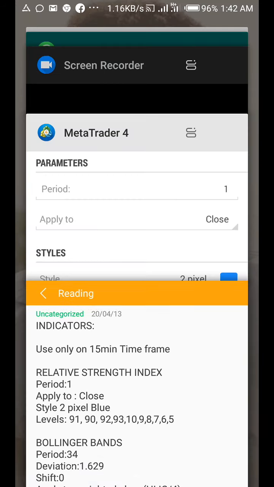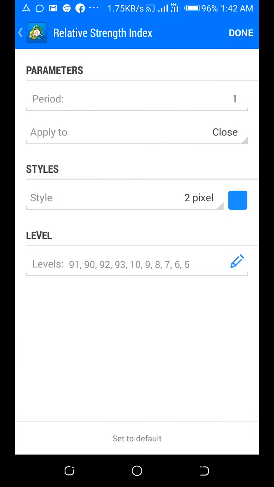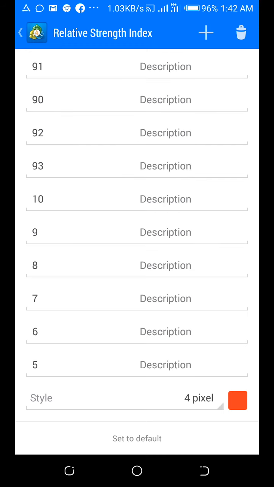Okay, let's go straight. RSI, I have my period. My period is 1. My apply to is close. My style, we have 2 pixel blue. I already have blue here. And then your levels, to write your levels, you will come here. This one I've already set up before, that's why I have all this.